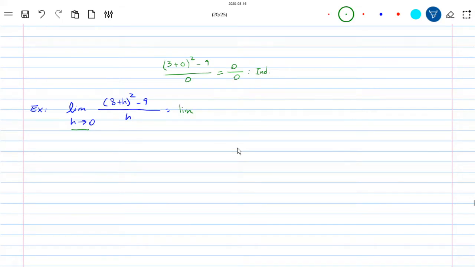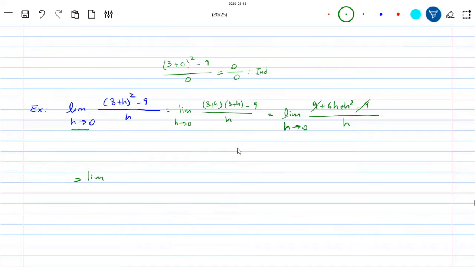So what I'm going to do is try to simplify the numerator first. 3 plus h squared would be 3 plus h times 3 plus h, minus 9, as h approaches 0. In case you've forgotten, you can distribute and add them up. Distribute the numerator, you'll get 9 plus 6h plus h squared minus 9, divided by h. See, the 9s will cancel out. What you end up with is the limit of 6h plus h squared divided by h as h approaches 0.